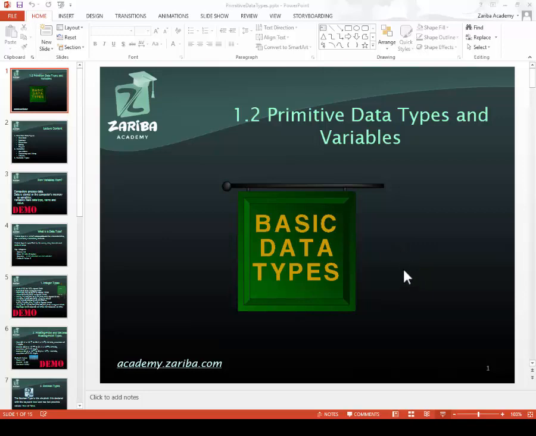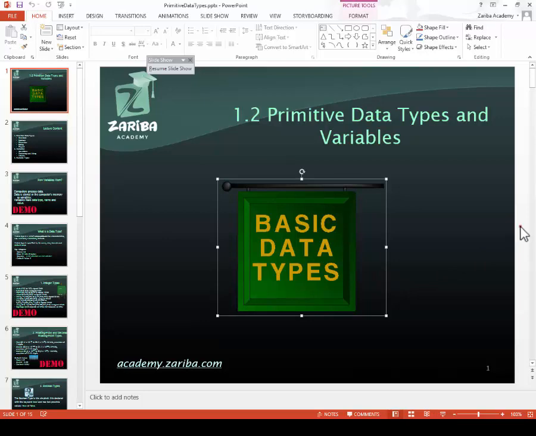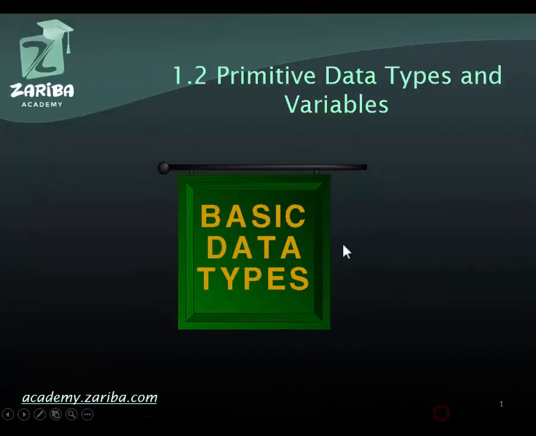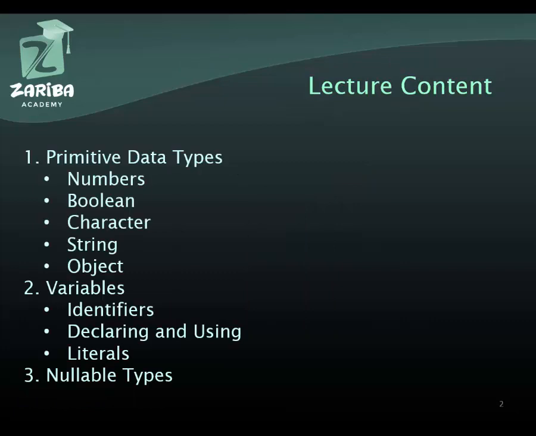Hi everyone, this is the second lecture of the course officially. We are going to be talking about primitive data types and variables. This is a very basic lecture, but everyone who starts with programming should know this in some form. But I'm sure there will be at least one or two things that every one of you is going to learn today. So let's get going.